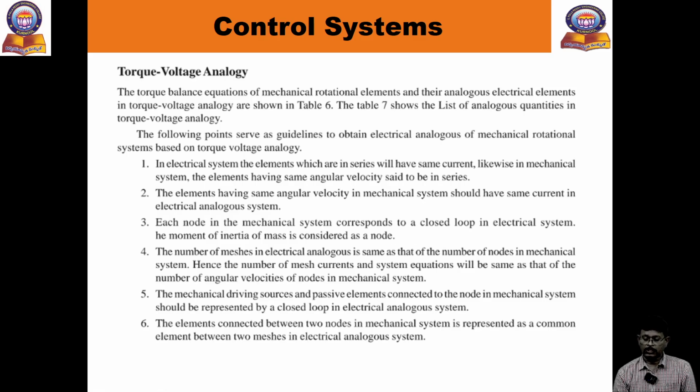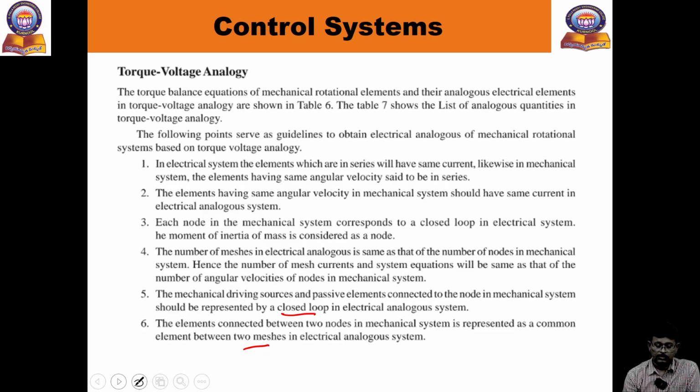So the torque-voltage analogy. The guidelines are similar to the previous case. Series elements in electrical systems are the same as elements with the same current in mechanical systems. Angular velocity in a mechanical system is the same as the current in electrical systems. A closed loop in an electrical system is considered as a node. The number of meshes in the electrical system is the same as the number of nodes in mechanical systems. The number of mesh currents equals the number of angular velocity nodes. The mechanical driving source is equal to the passive elements connected to the node in mechanical systems, and you represent it with the closed loop. Then the elements between two nodes in the mechanical system correspond to the common element in the two meshes.